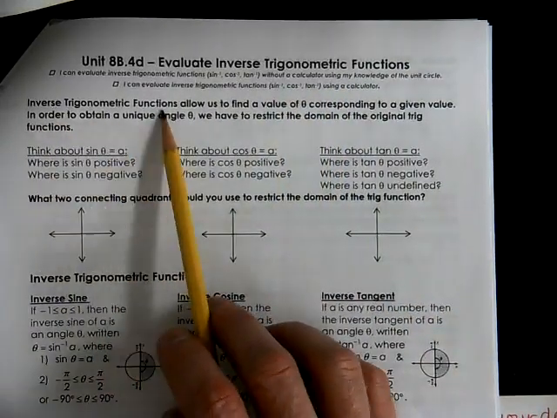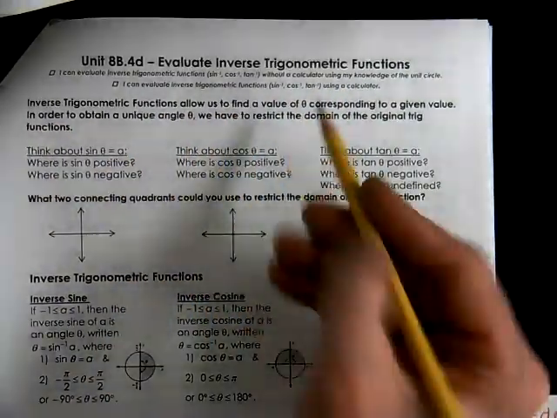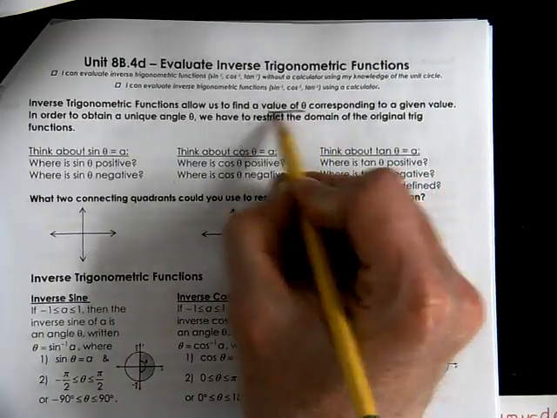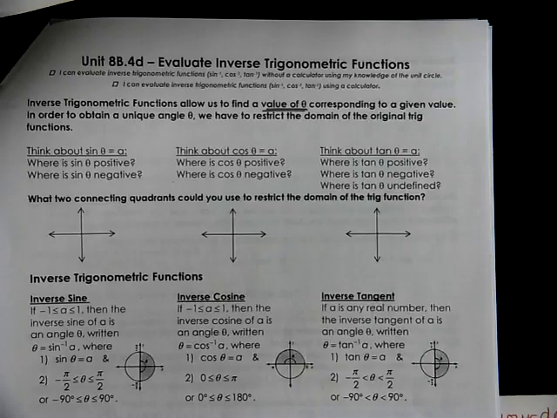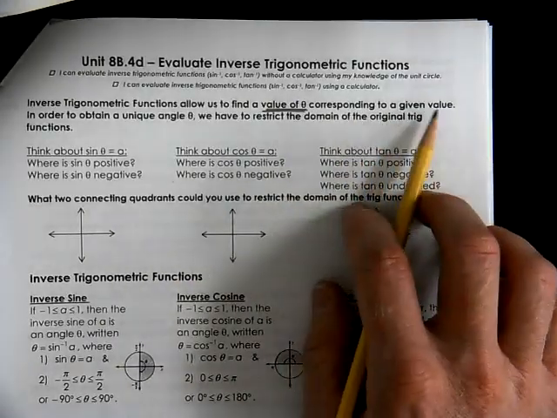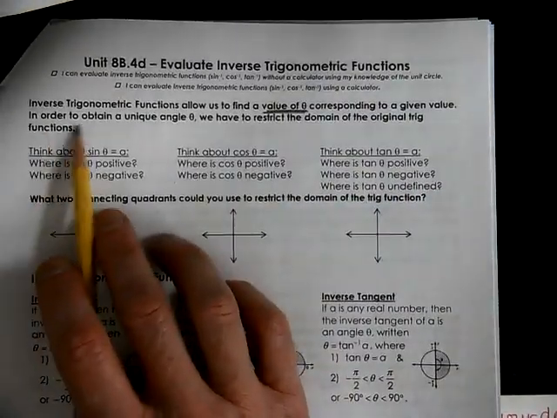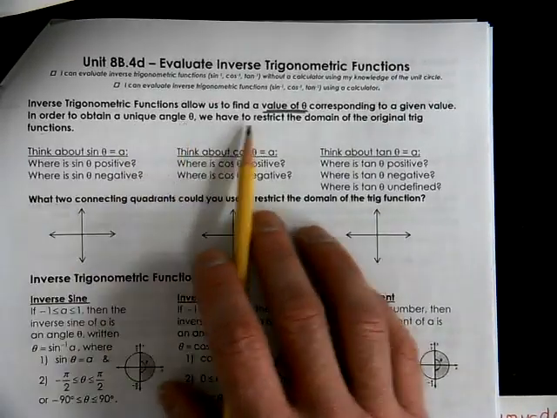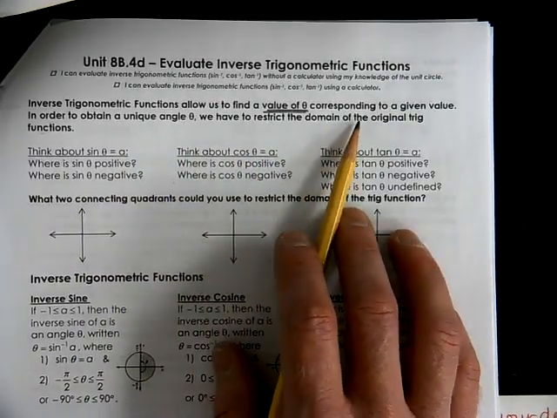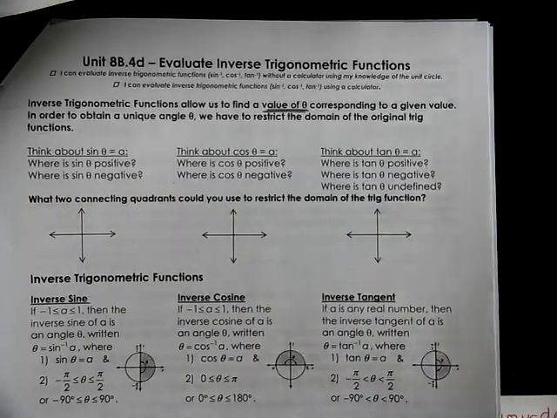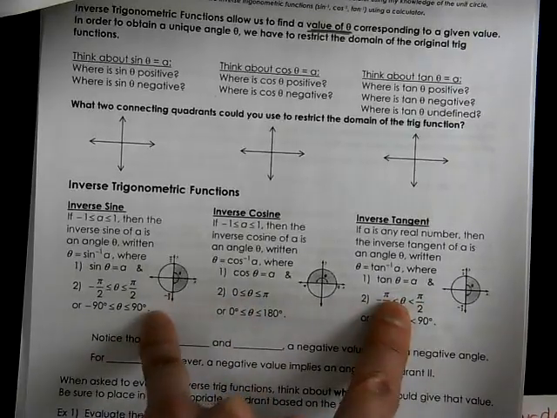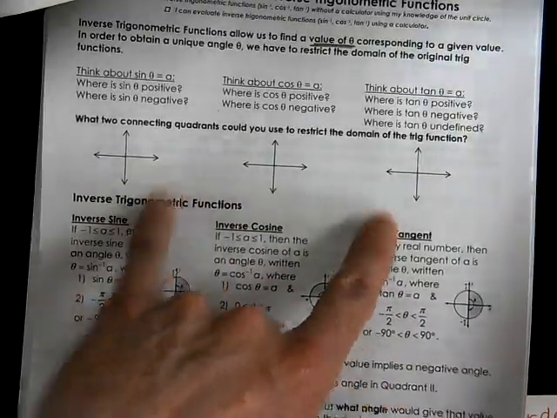So the inverse trig functions allow us to find a value of theta. We're finding the angle, so that's why we're using inverse. And it corresponds to a given value. In order to obtain the unique angle, we have to restrict the domain of the original trig function. So let's talk about what this restricting is. It's all down here, what we'll be doing, but we'll discuss it a little bit right above it.